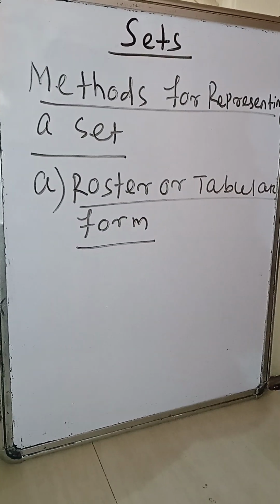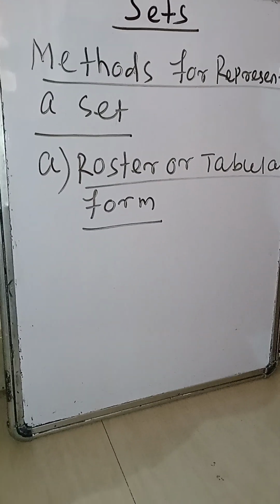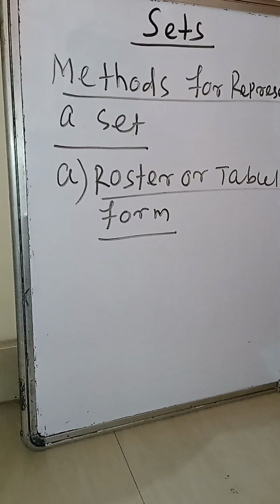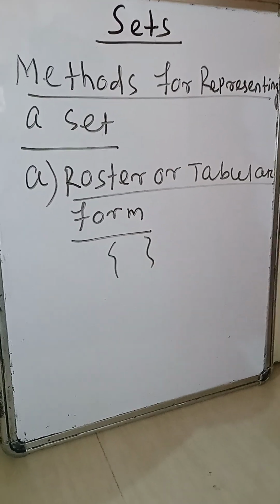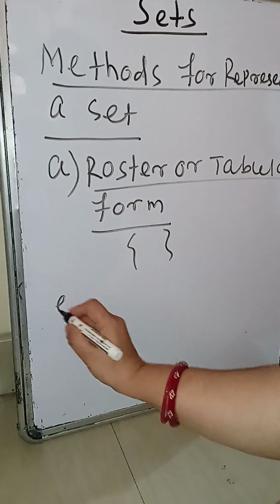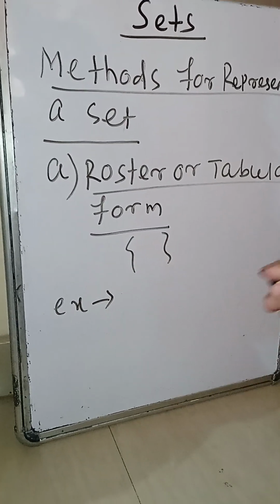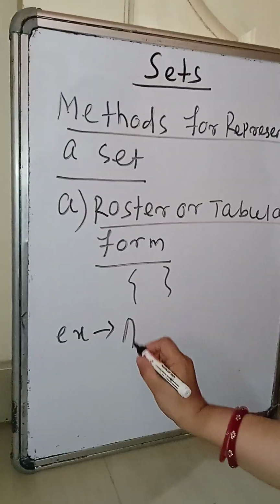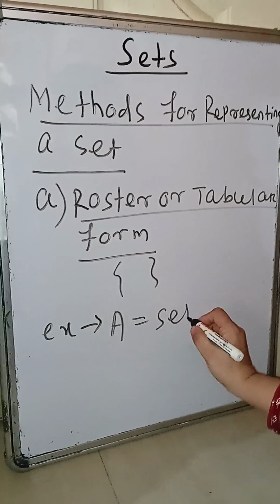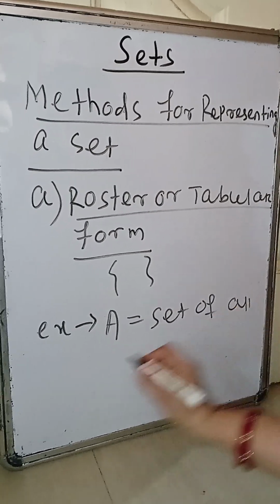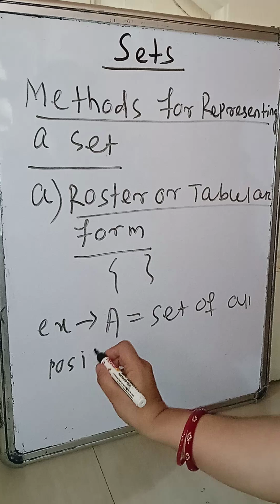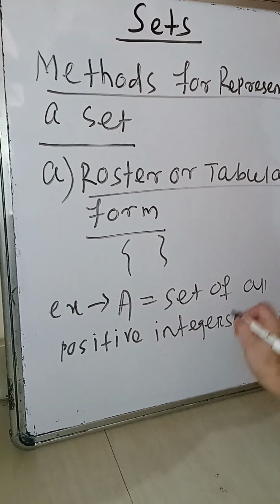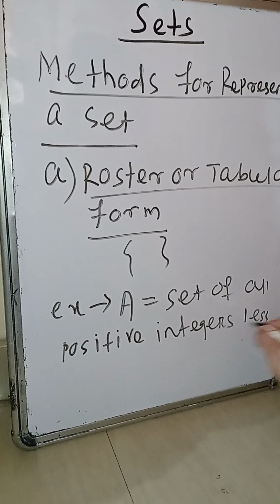In this form, all the elements of a set are listed. That means the elements are separated by commas and are enclosed with curly braces like this. For example, if we take a set of all positive integers less than 7, set A is the set of all positive integers which are less than 7.